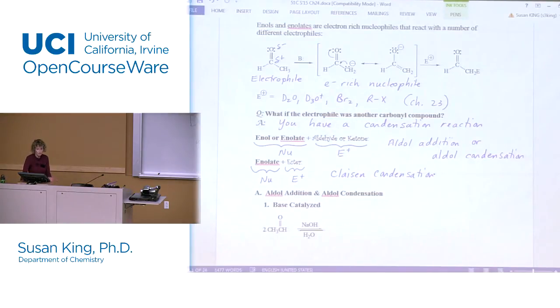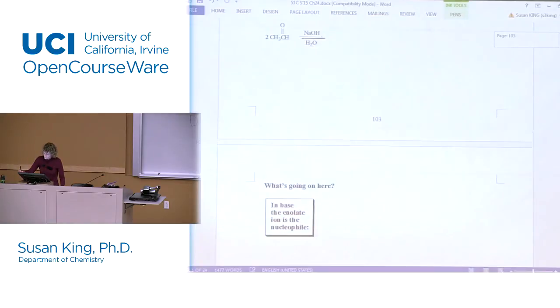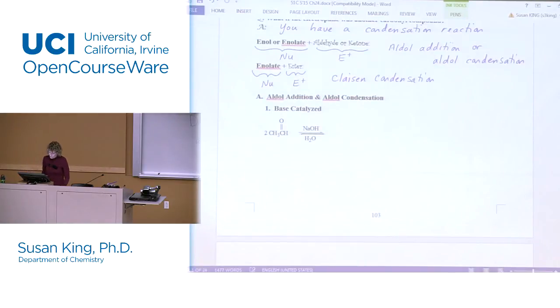Once we get through these sections, we're going to mix it up, because you can mix the two of these and get unique products. All right, so we'll start with the aldol. We'll do base catalyzed, and then we're going to do acid catalyzed. Your book does not have acid catalyzed, but I'm going to show you acid catalyzed.